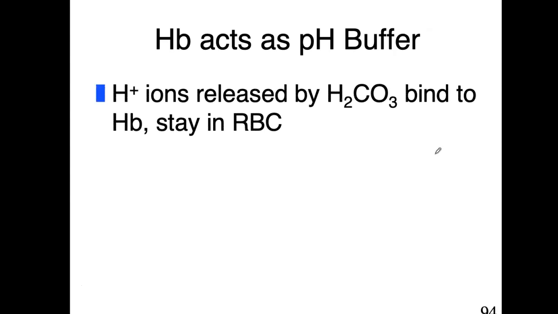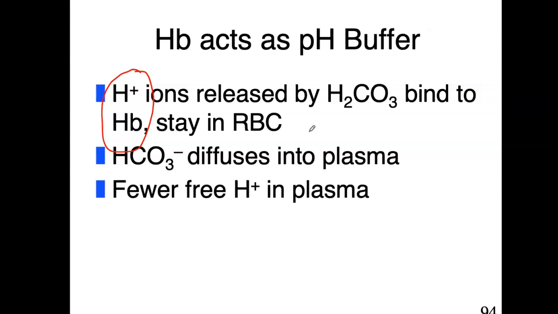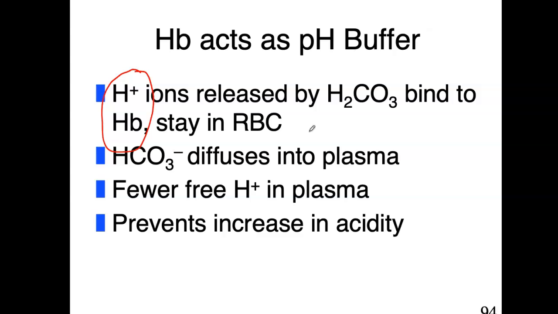Hemoglobin, I'm telling you, acts as a pH buffer because those hydrogen ions that remained in the cell will bind to the hemoglobin. I'm going to put these together like this right there and stay within the red blood cell. And as I told you before, they won't cause any problem. The bicarbonate diffuses into the plasma. There'll be fewer free hydrogen ions in the plasma. We don't want those because they'll bring the pH down. And it's written out for you. It prevents the increase in acidity. So it's both a buffer and also a transporter system.